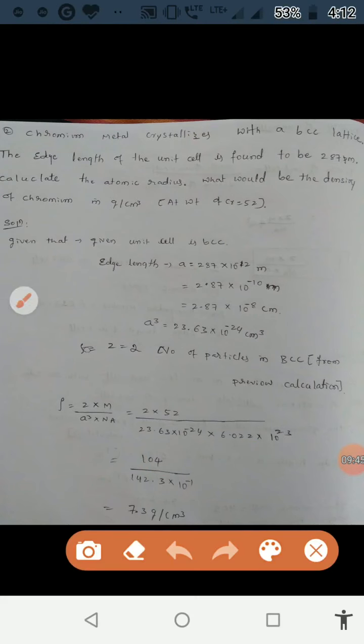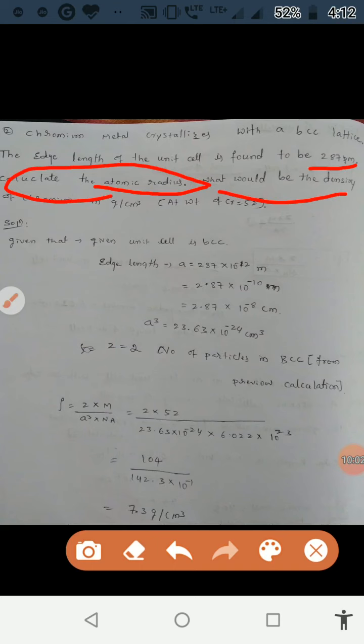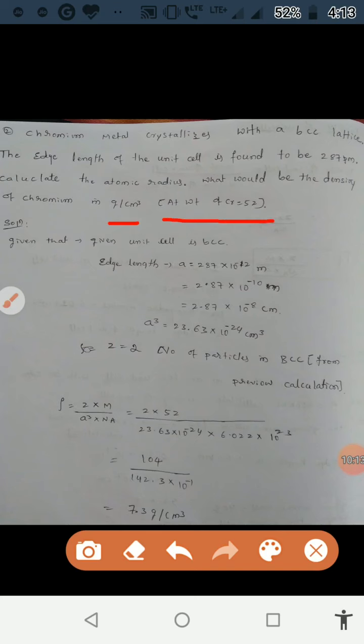The chromium metal crystallizes with a BCC lattice. The edge length of the unit cell is found to be 287 picometer. Calculate its atomic radius. Let us take this part later. What would be the density of the chromium in grams per cubic centimeter, given that the atomic mass of chromium is equal to 52?